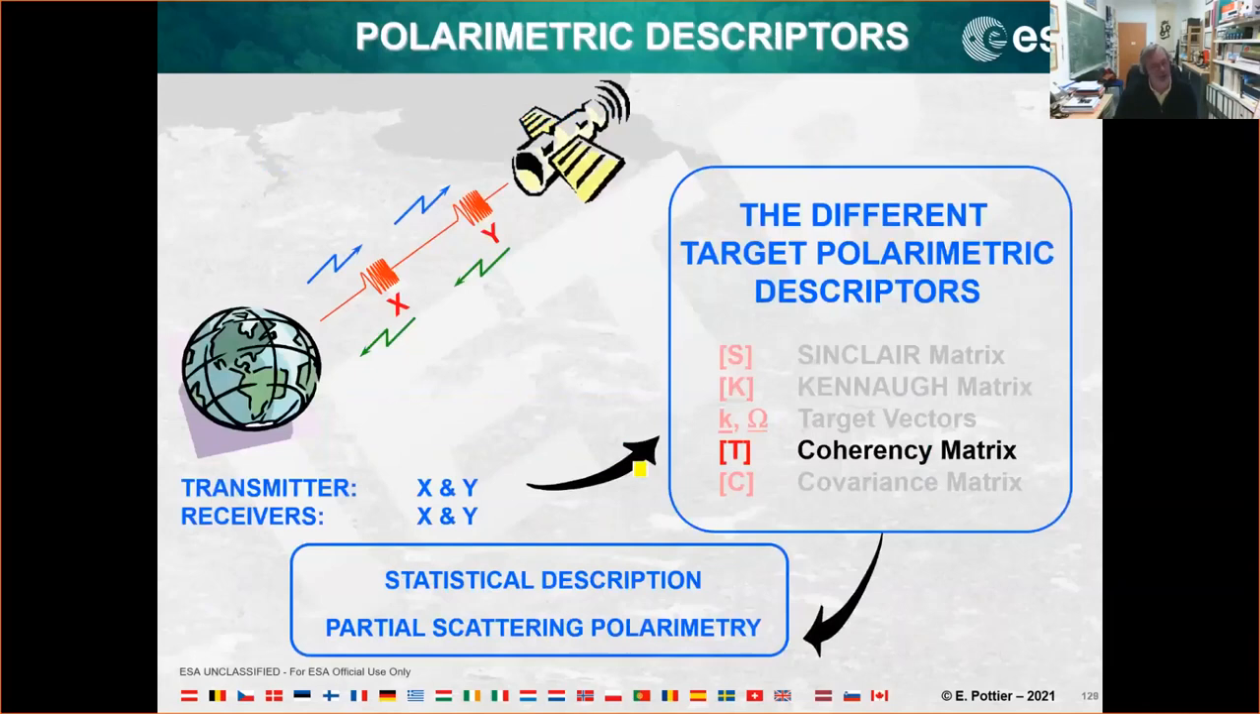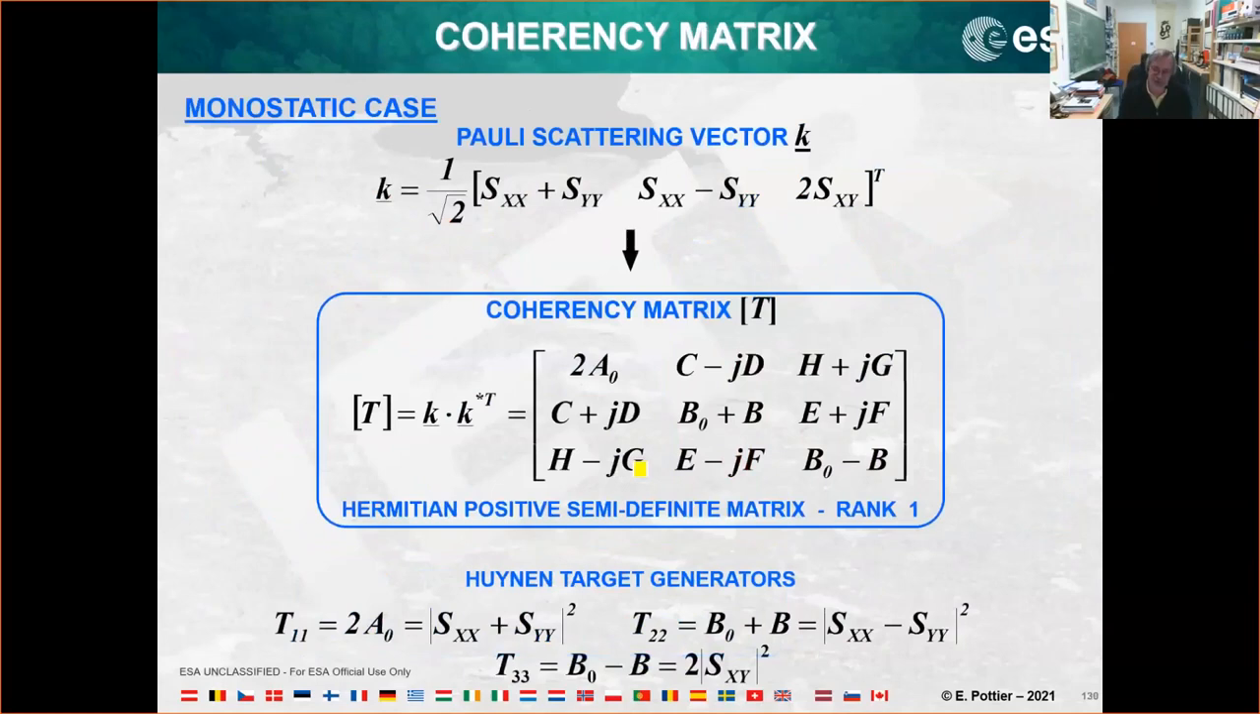And now I'm going to go a step further. I'm going to introduce the coherency matrix, and then I shall introduce the covariance matrix. So what is the coherency matrix? In fact, the starting point is a target vector. Okay. And I'm going to create this coherency matrix from the outer product of the target vector. The outer product is given here. It is a K vector multiplied by K transpose conjugate. Okay? And the result will be a 3 by 3 matrix.